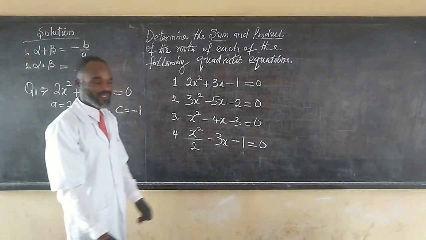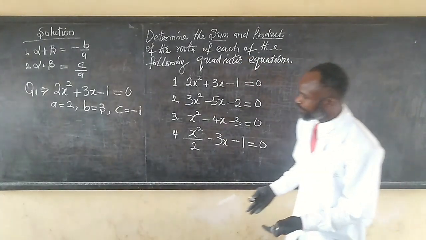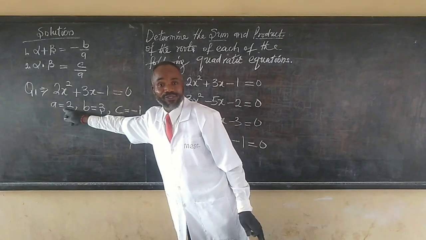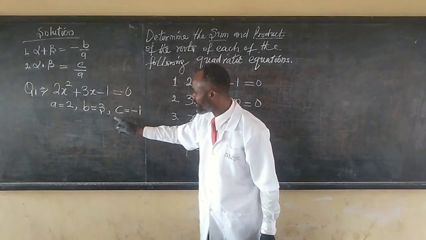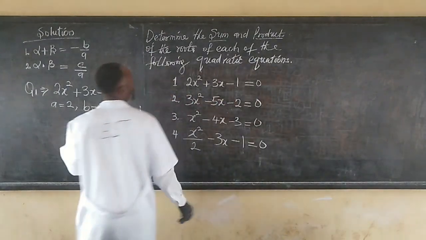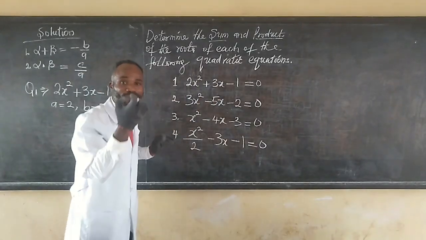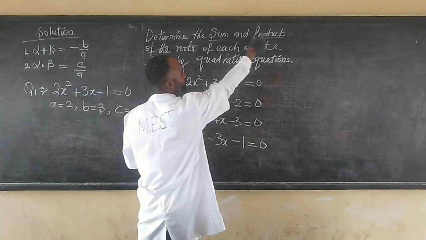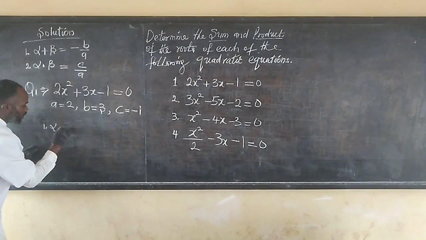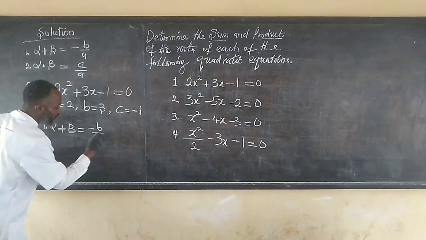Then the next thing is for us to begin to do what is expected of us. Since we have now identified the values for the various letters, A is equal to 2, B is equal to 3, and C, the constant term, is minus 1, we substitute. We start with the sum and product of each of them. In each case, we're expected to find the sum and products. So the first one is to find the sum. Alpha plus beta is given as minus b all over a.